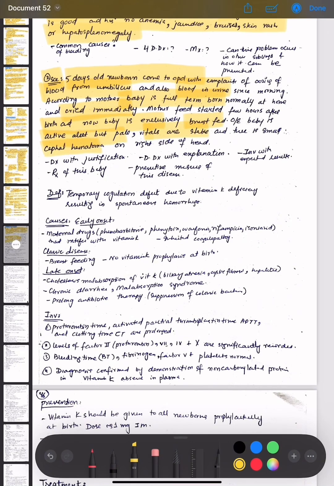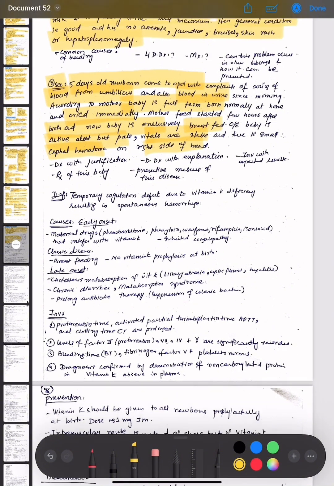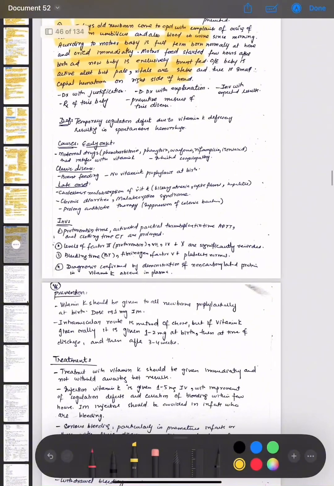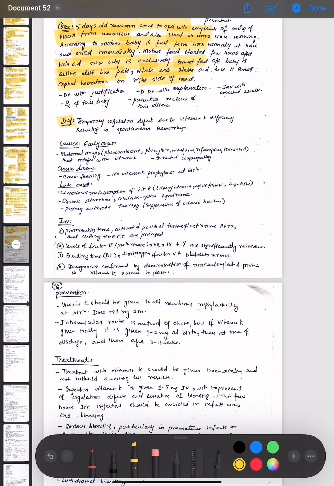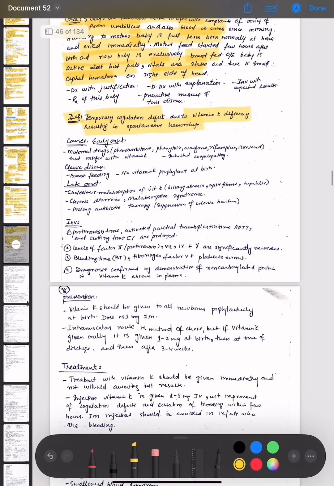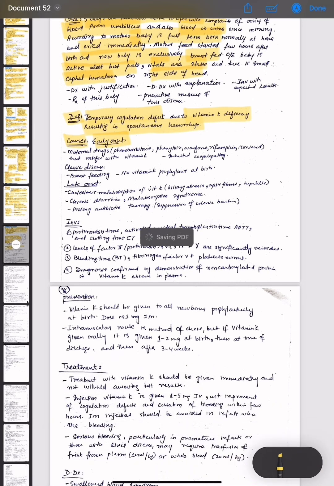of the head. So, what is the definition of the hemorrhagic diseases of the newborn? It is a temporary coagulation defect due to a vitamin K deficiency resulting in spontaneous hemorrhage. The causes of the hemorrhagic diseases are early onset. Early onset is due to maternal drugs, that is phenobarbital, phenytoin, warfarin, rifampicin, isoniazid that interfere with vitamin K.